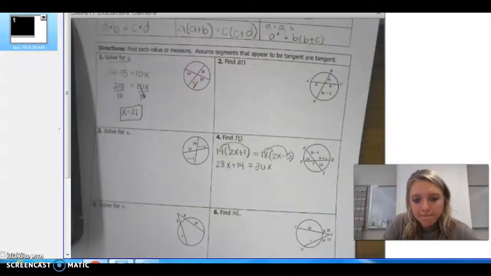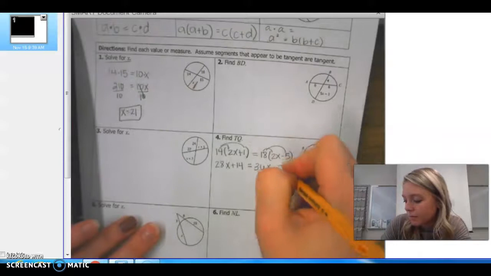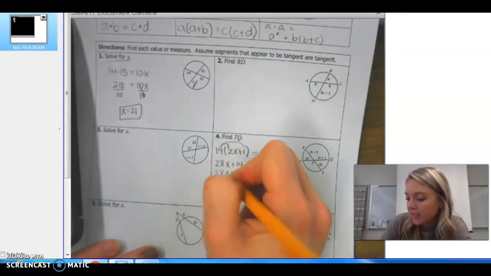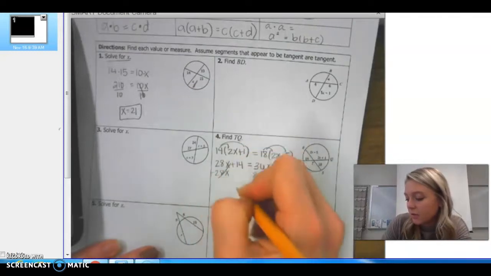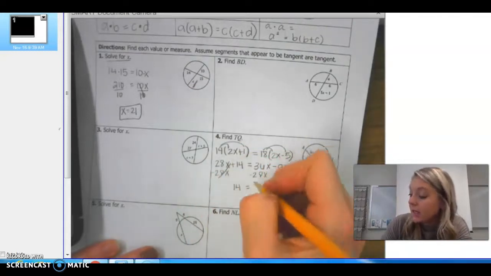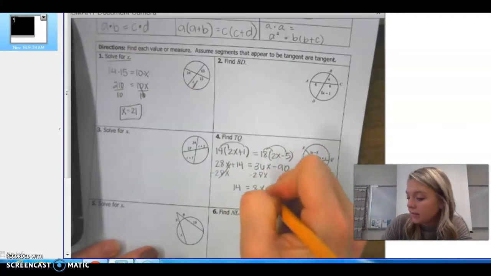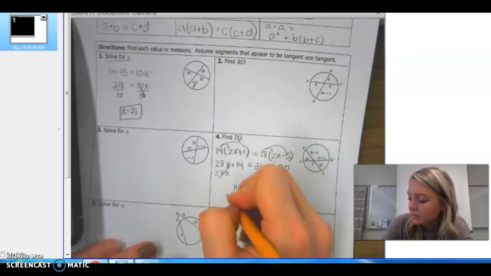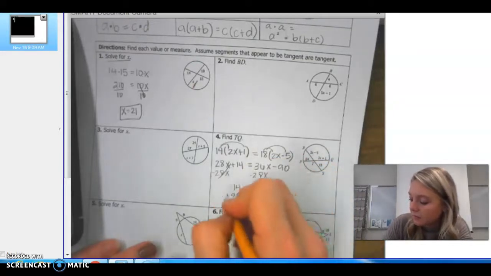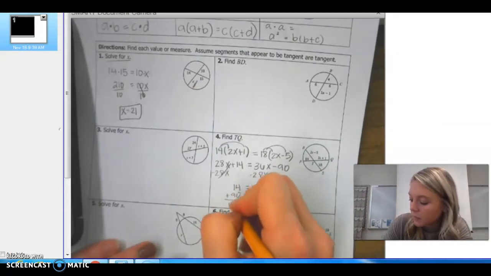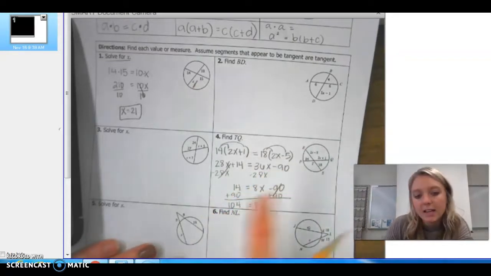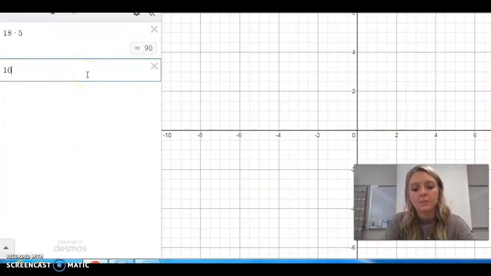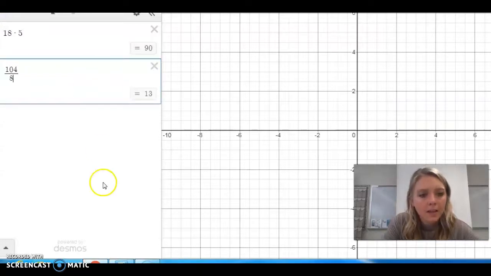Negative 90. So I'm going to subtract 28x to combine like terms, and that would be 8x. Add 90. 104 equals 8x. And then when I divide 104 by 8, it equals 13.